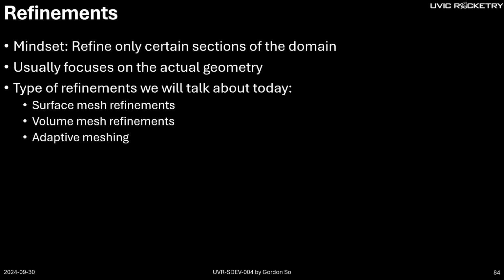Again, refinements. Going back. Okay, refinements. So this refinement is a bit different. We're talking about specific kinds of settings to use. Again, the mindset is to refine only certain sections. You don't want a crazy mesh for your whole domain. It's just too much effort for the solver. Usually we will focus on actual geometry. For example, the types of refinement that we talk about are surface mesh refinement, volume mesh refinement, and finally adaptive.